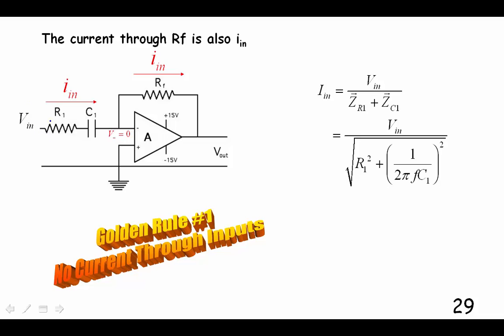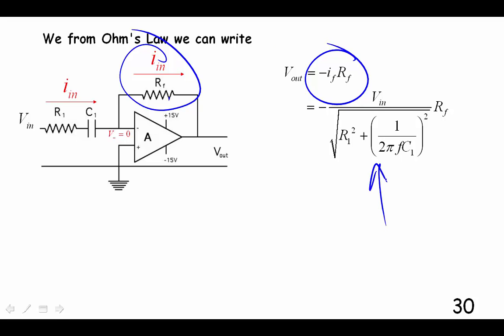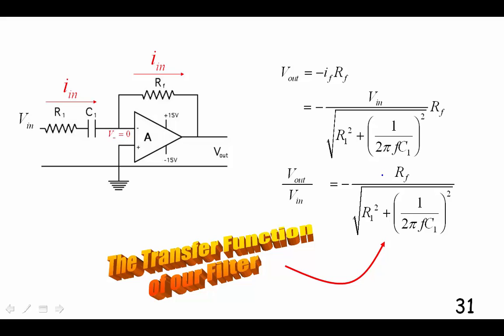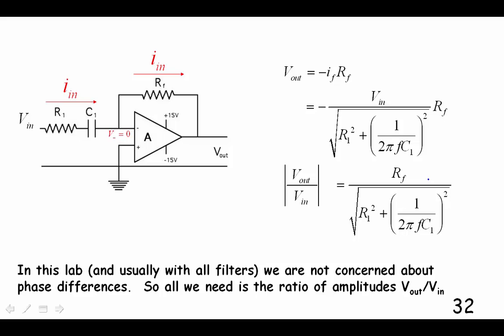We know that the current that's coming in here is going to go through here because there's no current that can go through the input, by golden rule number 1. And from Ohm's law, we can say that the voltage drop across the feedback resistor is minus the current through it times the resistance. So there's the current that we got in the previous slides. Solving for V out over V in, I just divided by V in here, we get this. This is called the transfer function for our filter.